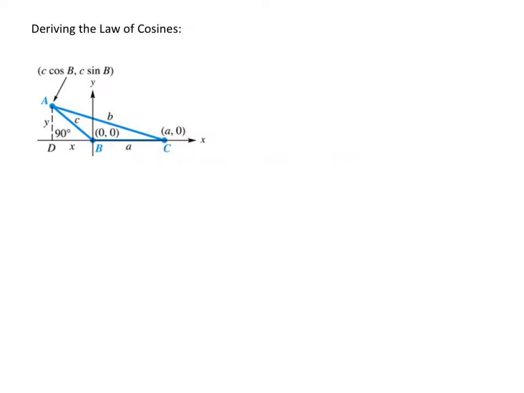So this is the proof of the law of cosines. What we'll do is we will draw an oblique triangle with the vertex B on the origin. It's some distance a away because it's opposite angle A. Vertex C then has the coordinates (a, 0). The reason it's a is because it's a units away on the x-axis and 0 units up. Vertex A has some x, y coordinate.